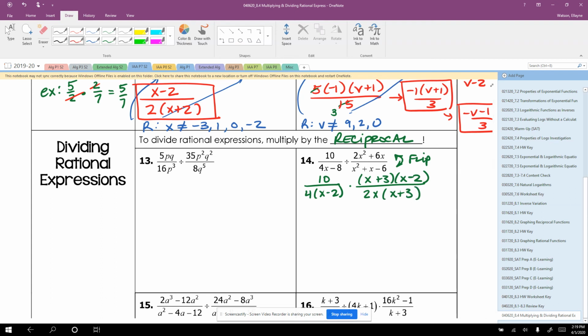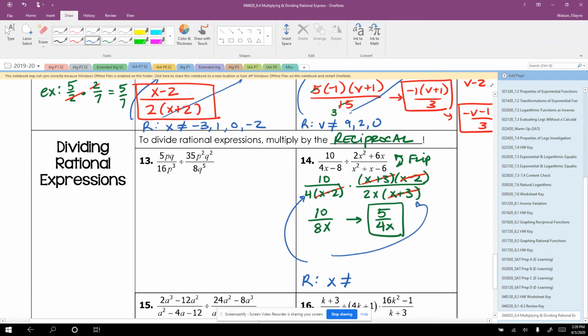All right, let's cancel out common factors. We have an x minus 2, x minus 2, x plus 3, x plus 3. What are we left with? 10 over 8x, but that can be reduced further to 5 over 4x. That one worked out pretty nice. Now restrictions, x cannot equal, so now you want to look here, and you also want to look here. X cannot equal 2, 0, or -3.